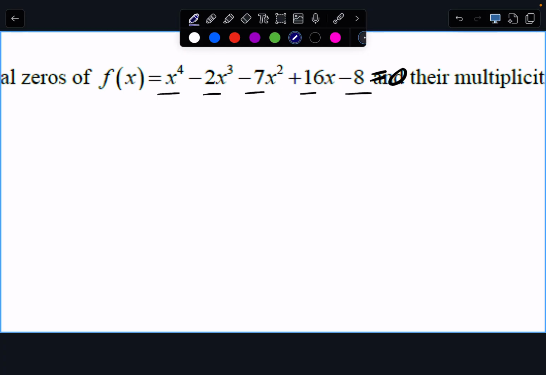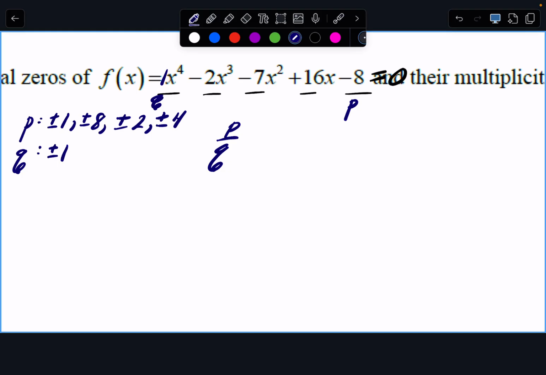Factors of 8, plus and minus 1, plus and minus 8, plus and minus 2, plus and minus 4. Factors of Q, plus and minus 1. So now we know we're doing P's divided by Q's. 1 divided by 1 is 1, 8 divided by 1 is 8, 2 divided by 1 is 2. 4 divided by 1 is 4. These are the possibilities. I'm not going to circle it. In the instructions, they didn't say what are the possibilities. They just said find the solutions here. So now you're just going to start testing.